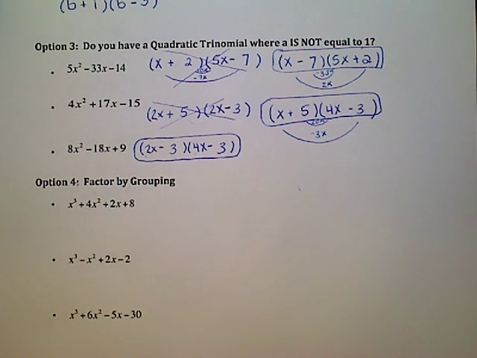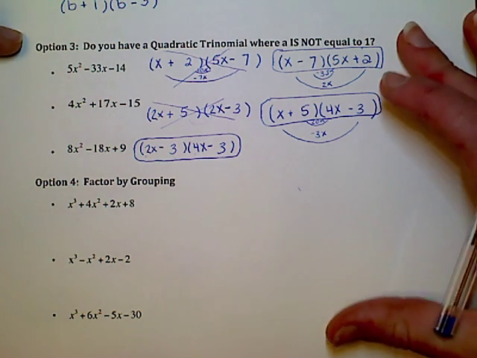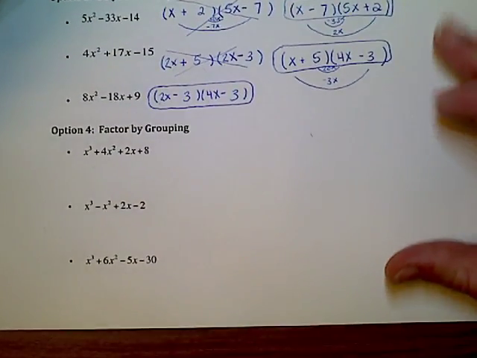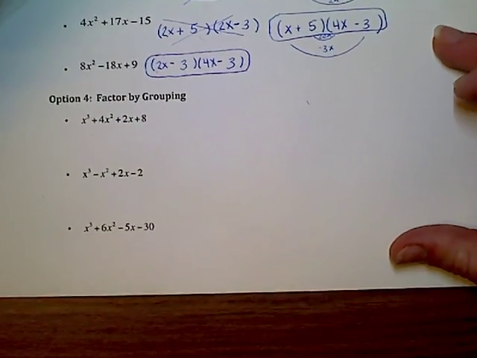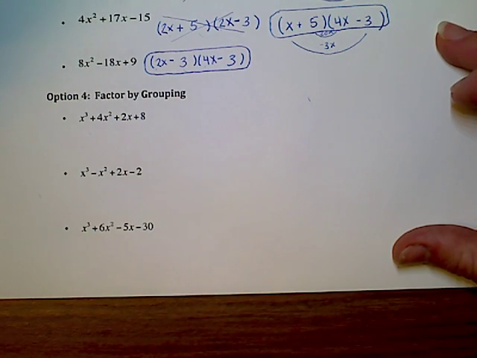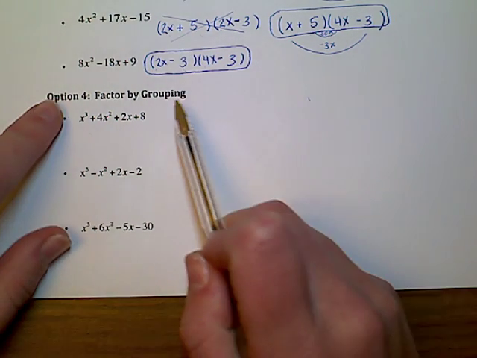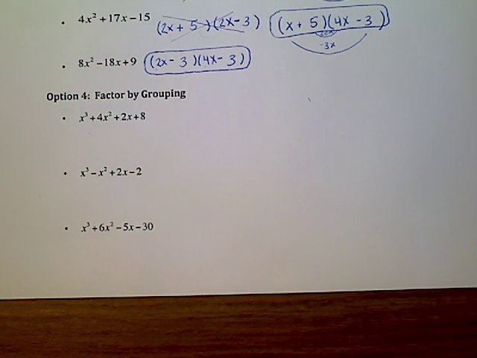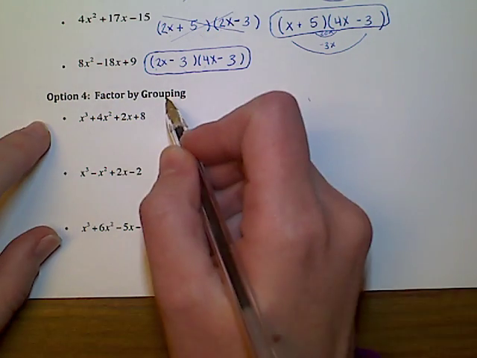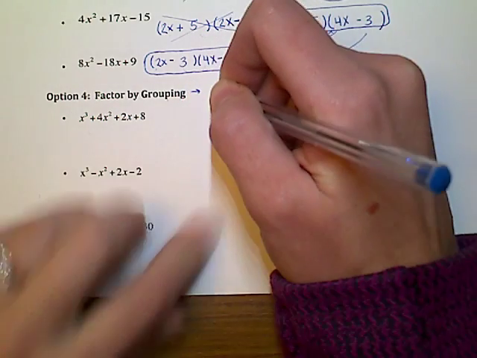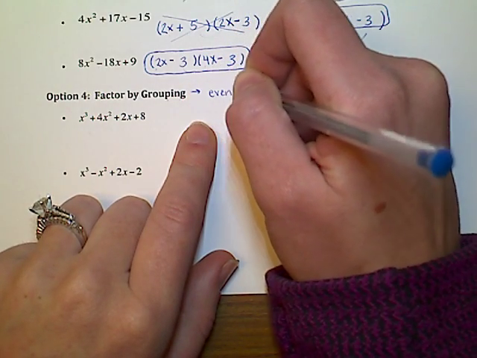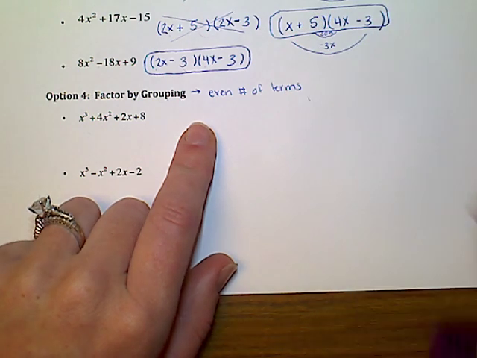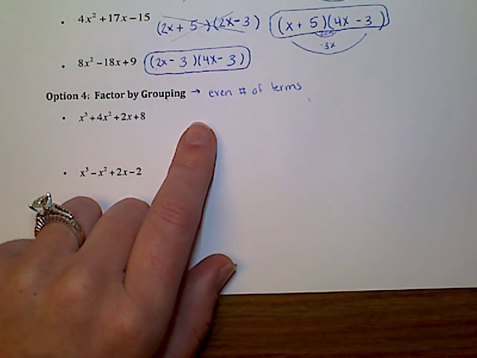So that's all great if we're working with quadratics, but not every polynomial is a quadratic. And so your next option is, well, what if we don't have a quadratic? Then you should probably see if you can factor by grouping. So to group, I will note, you must have an even number of terms. It doesn't work if you have an odd number of terms, and you'll see why in a moment.